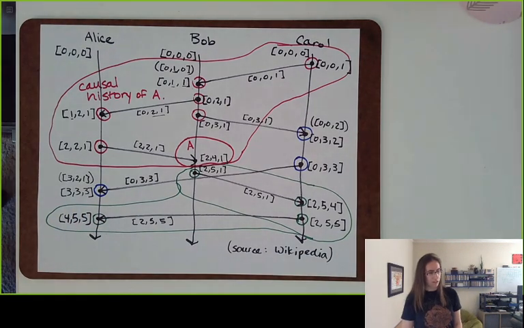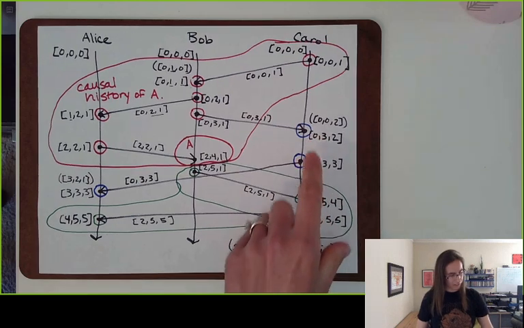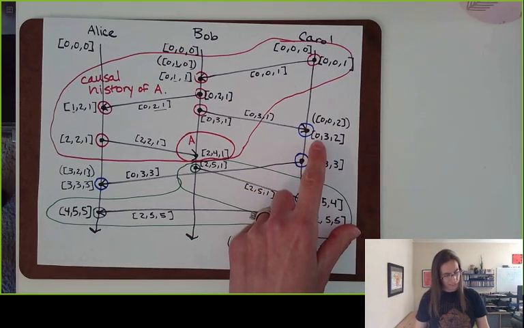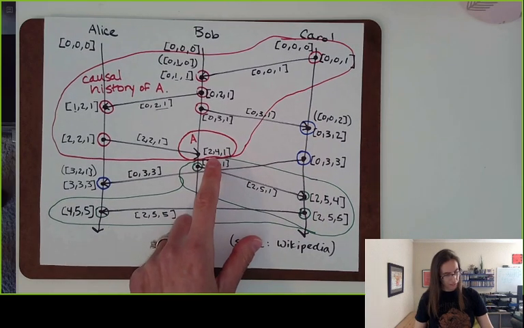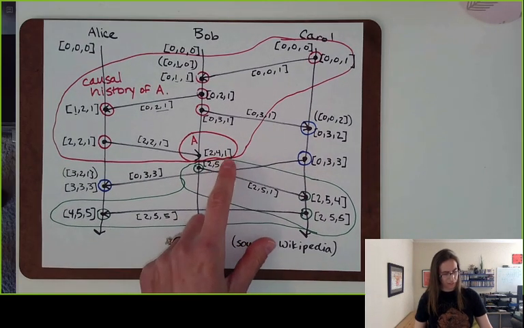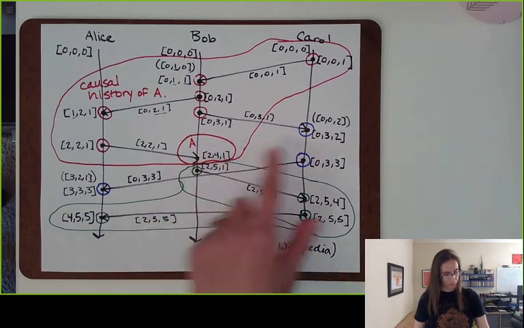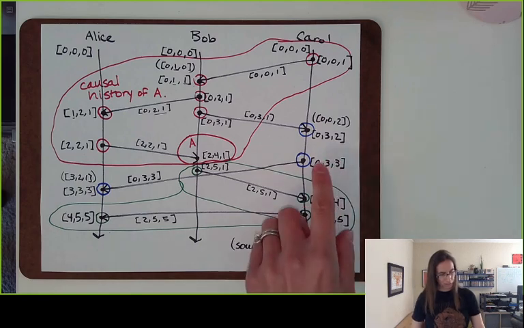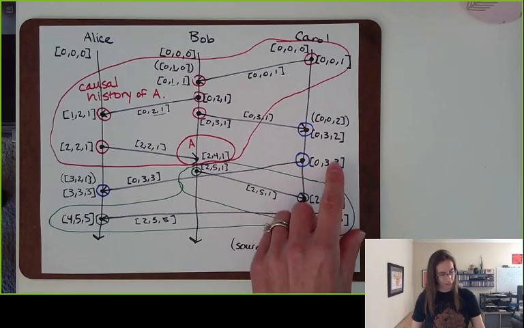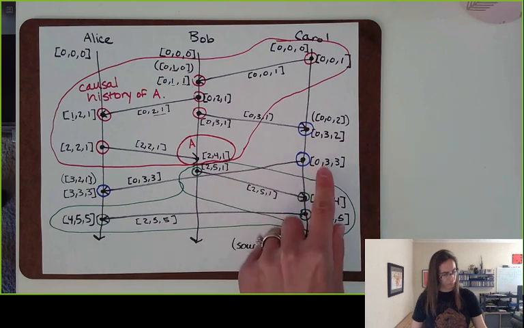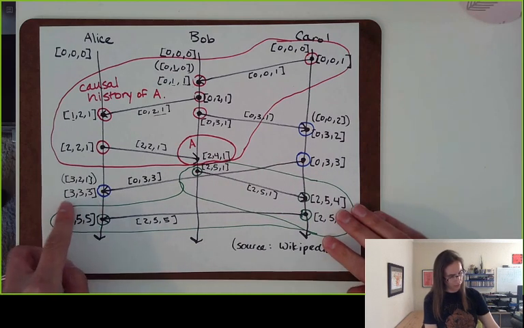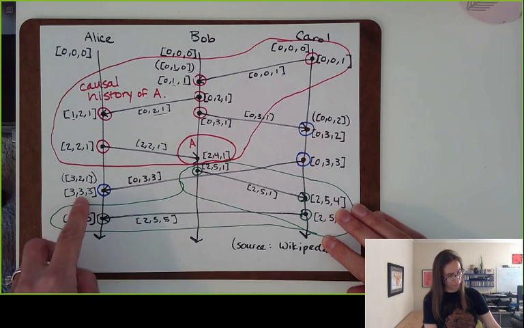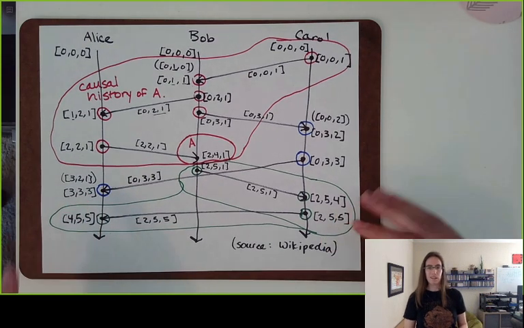So what's going on here? If you look at the vector clocks on these events, what do we have? We have 0, 3, 2 on this one. That's bigger than the vector clock of A in some places, in particular the last entry, but smaller in other places. So it's neither smaller nor bigger overall. Similarly here, we have an entry that's bigger in the last position, but smaller in the first two positions. And then here, we have an entry that's bigger in the first and the third positions and smaller in the second position. So what does that mean?